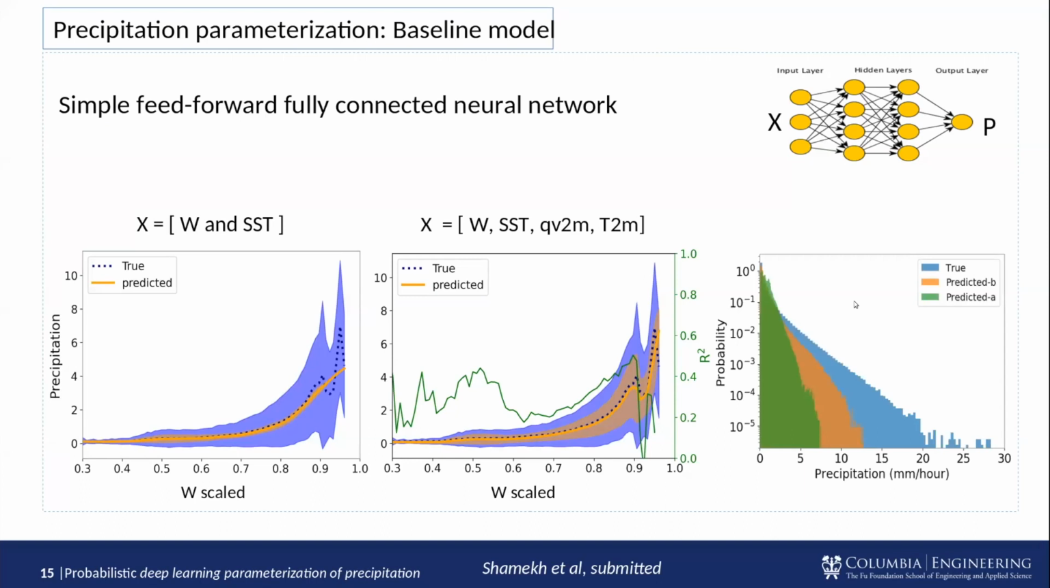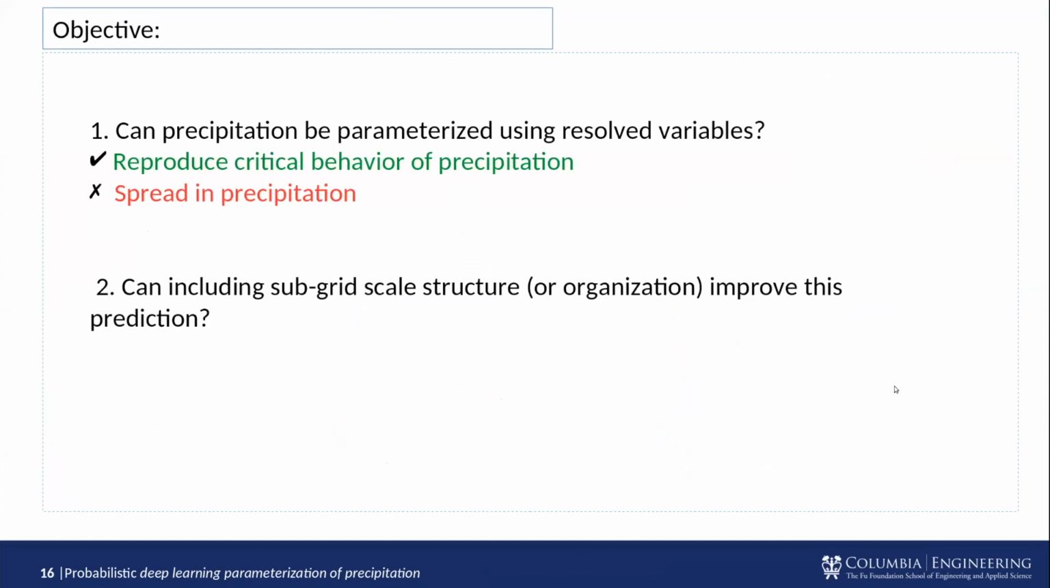And if we look at the probability distribution of these 2 predictions, the green is the one on the left, the orange is the one in the middle, and the blue is my true data. We see that the model overpredicts the precipitation with a small intensity, and then underestimates or does not predict at all the extreme precipitation. Okay, so we now know the answer to the first question. We can reproduce the critical behavior of precipitation, but we cannot predict the spread in precipitation.